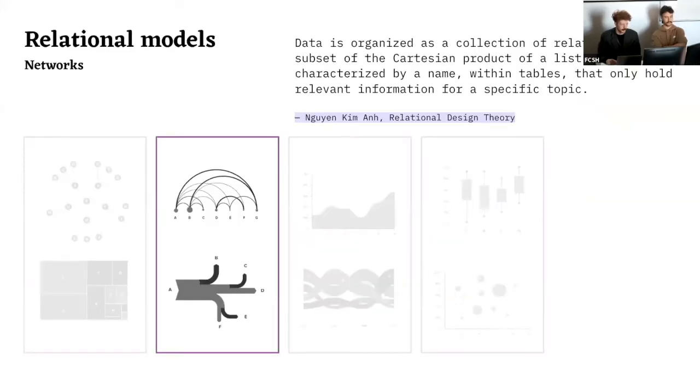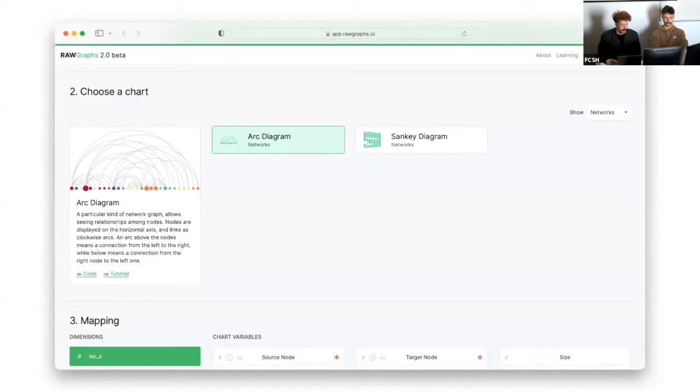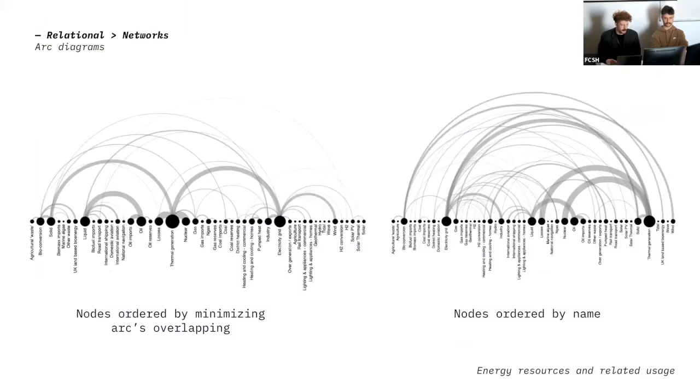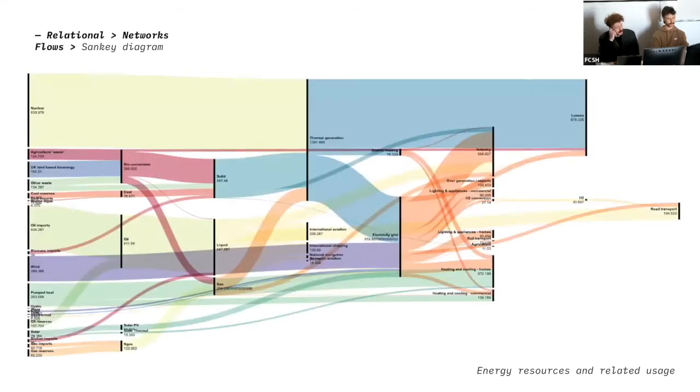Another visual model are the relational models, so for example the arc diagram and the Sankey diagram, and this is a representation of the energy sources in the world and the related uses with the arc diagram. With the arc diagram you can order it with the aim to minimize the arcs overlapping, or you can simply order the various nodes by their name in alphabetical order.